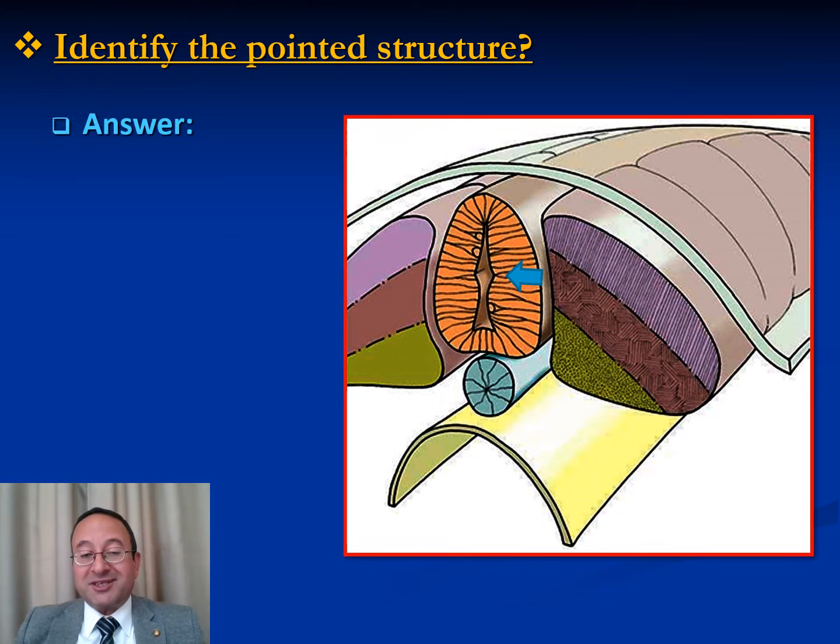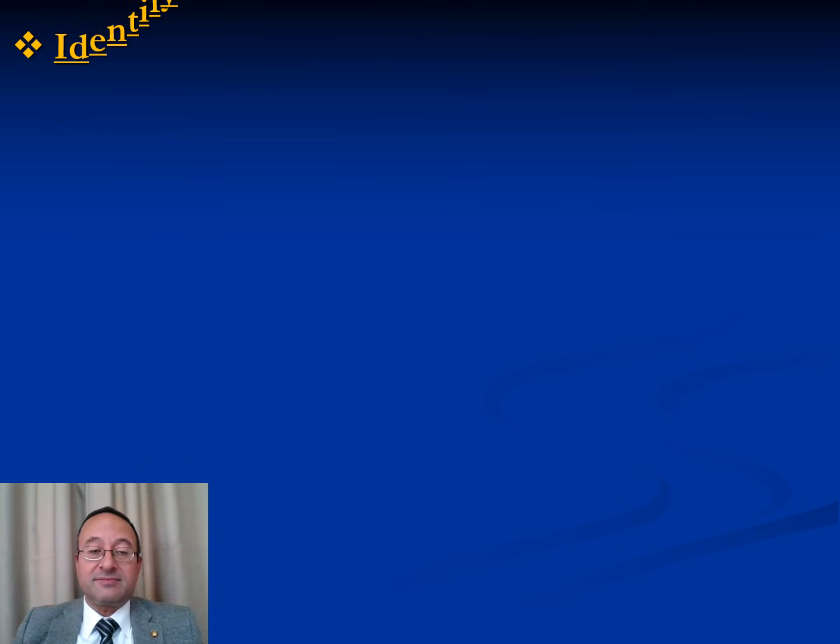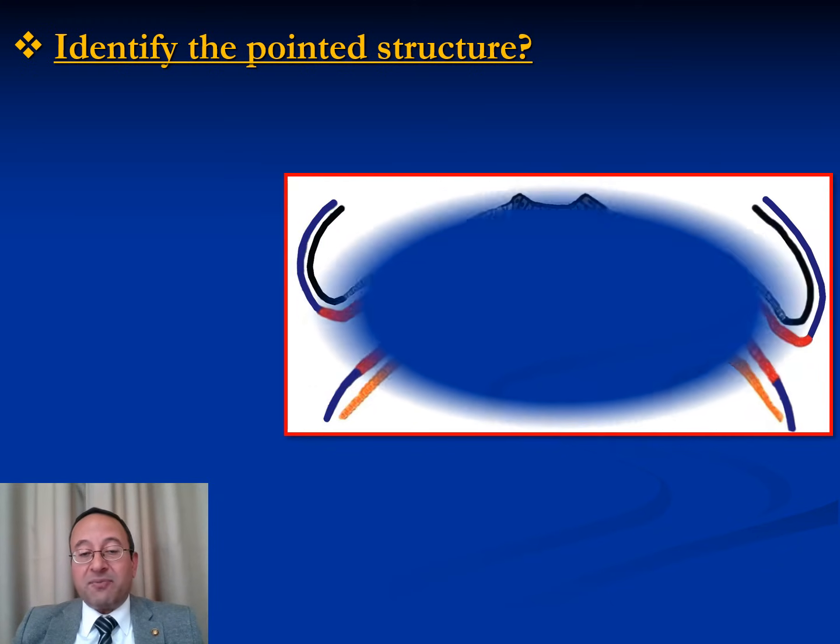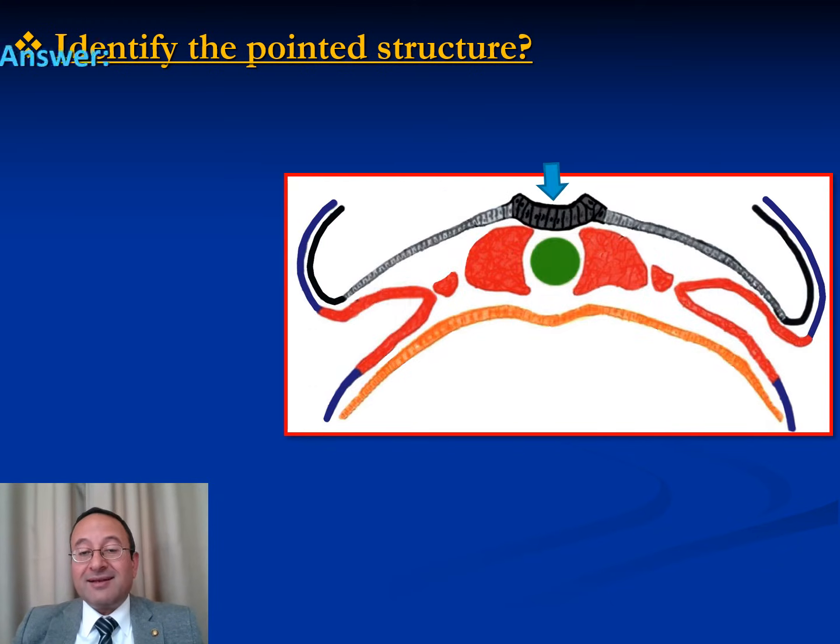Identify the pointed structure. Of course, neural tube. Identify the pointed structure. Yes, excellent. There is the neural groove.